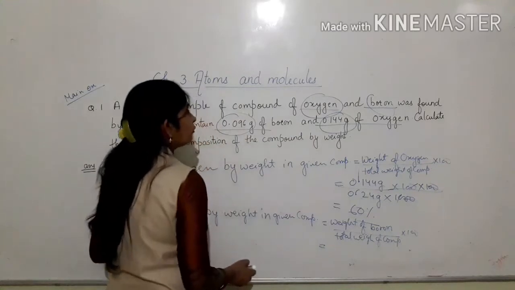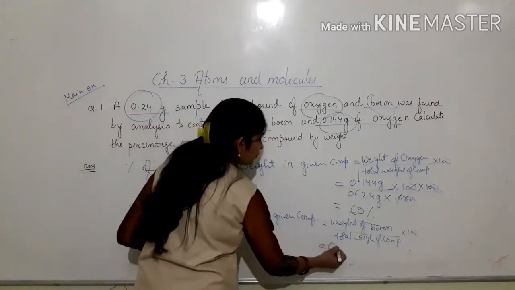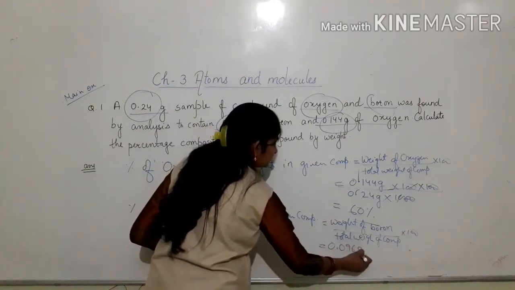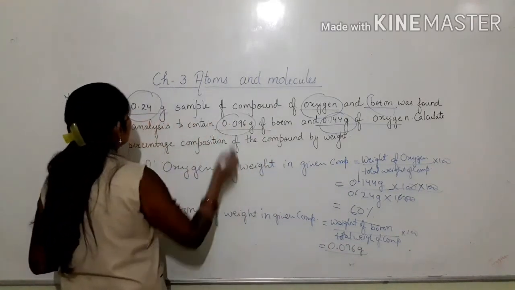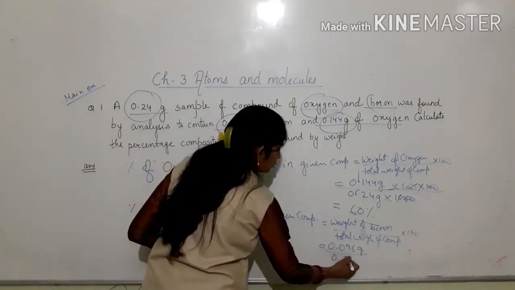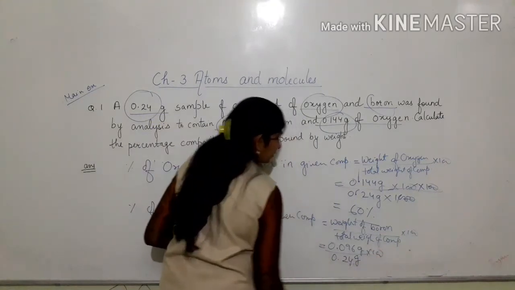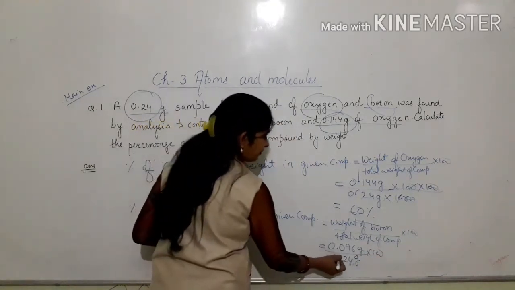What is the weight of boron in this compound? It is 0.096 gram upon, what is the total weight of the compound? It is 0.24 gram, into 100. Okay, just simplify it.